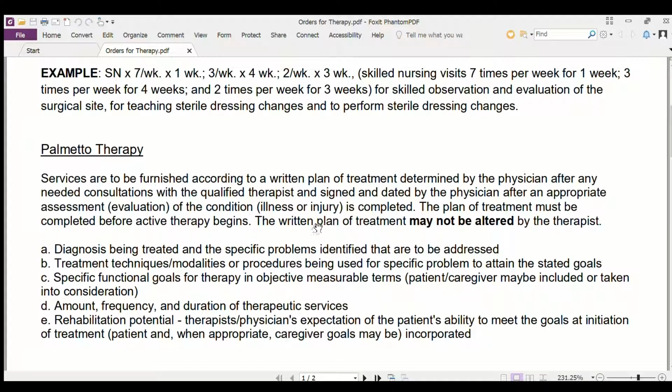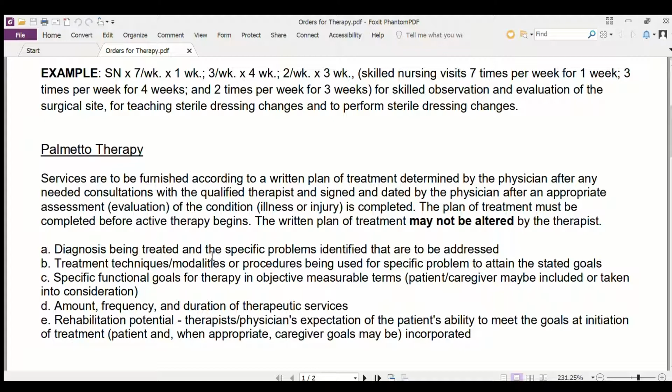The plan of treatment may not be altered by the therapist. That means if you change any part of that treatment, such as the frequency, duration, or interventions, then you have to notify the physician and get an order to correct it. So, what things do they expect to be within the order?